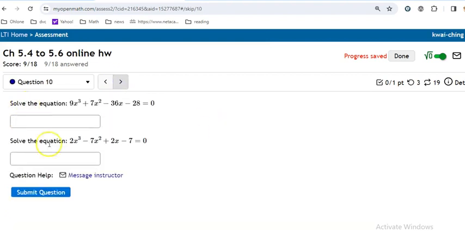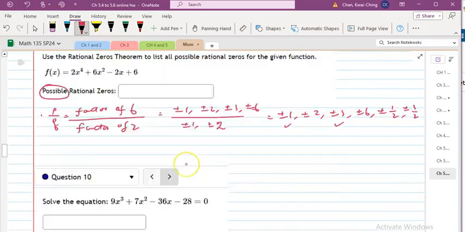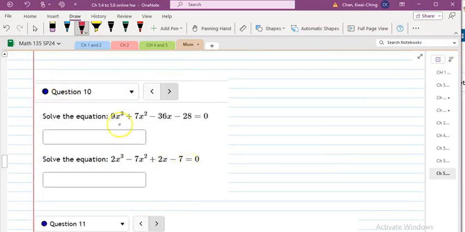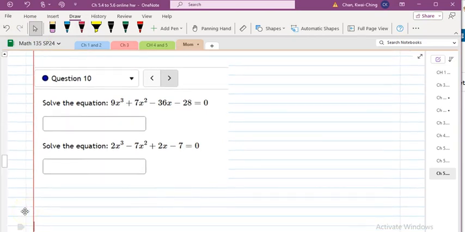Number 10, solve the equation. I think these are solved by grouping. How come I have to solve two of them? Well, I think maybe just practice grouping. The first one, we would group these two together. Let's write it here: 9x cubed plus 7x squared minus 38x minus 28.